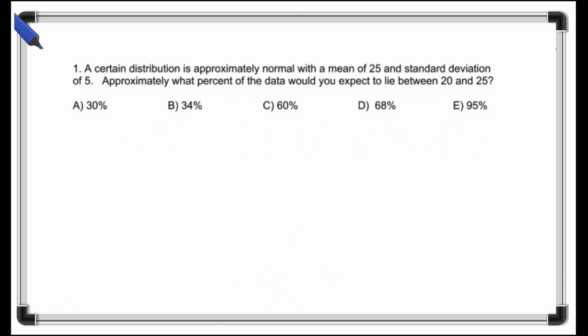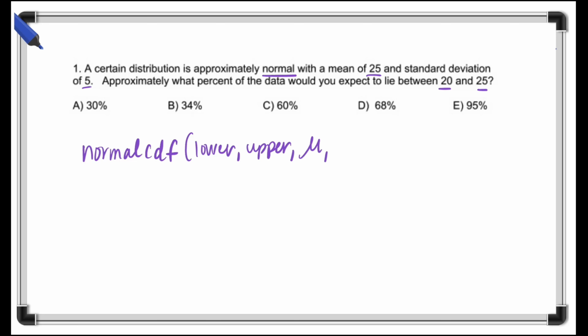Let's dive right in. So here what we're going to look at is a certain distribution that is approximately normal, and you are given the mean as well as the standard deviation. Now, when you're given these x values, you're going to use in your calculator the normal CDF option. You are trying to find the percent of data that would lie between 20 and 25. So when we do the normal CDF, you're going to put the lower number, the upper number, the mean, as well as the standard deviation.